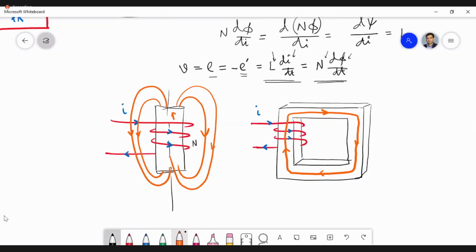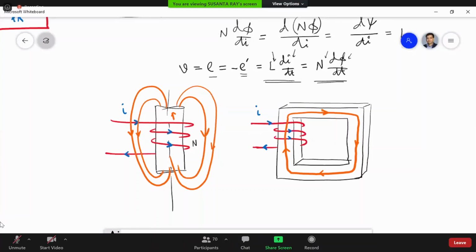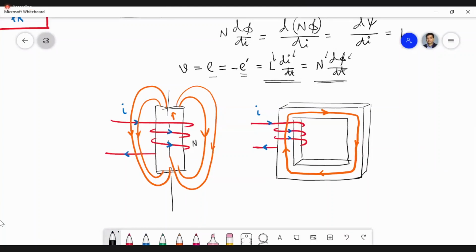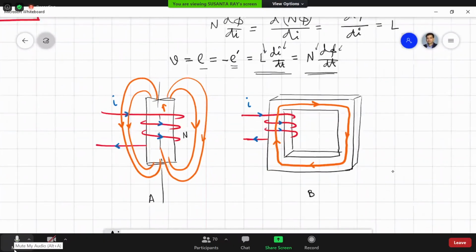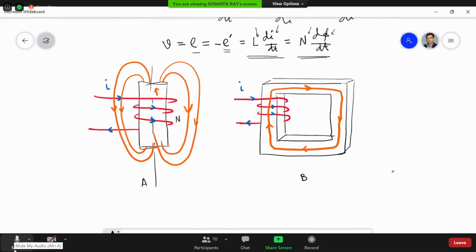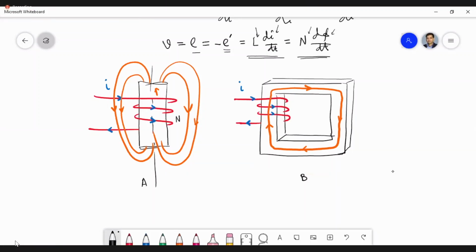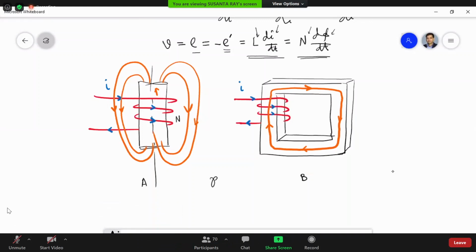Okay. Now, can you tell me in which setup or configuration we will get better flux? Second one, sir. Why? Because of lesser reluctance, sir. Correct.